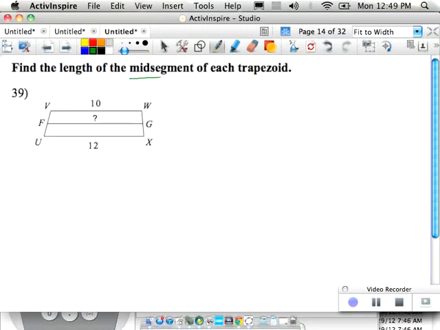Now we're going to be talking about mid-segments. Mid-segments are like an average segment. It's right in the middle. And for something to be an average, whenever you're finding an average, you're going to add up the pieces and divide by the number that they are. In other words, I have 2 pieces. So that means that the average is going to be 10 plus 12 divided by 2.